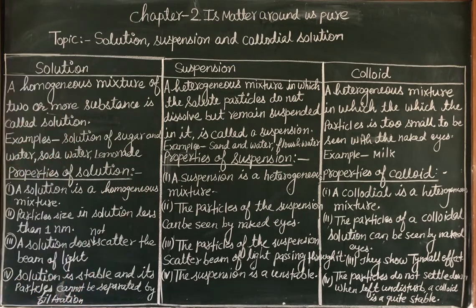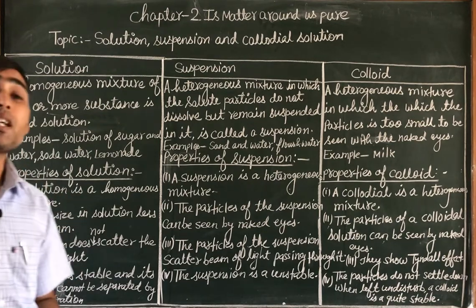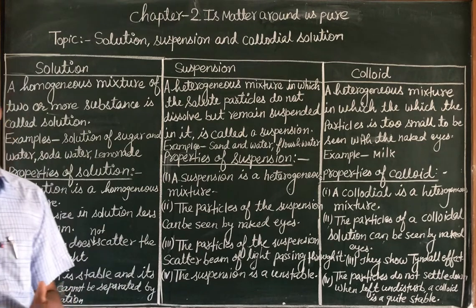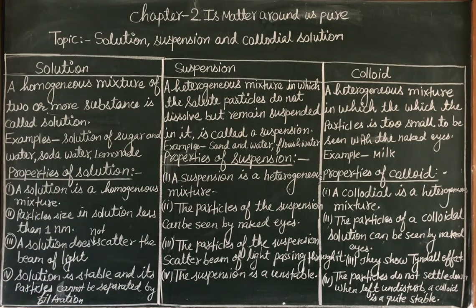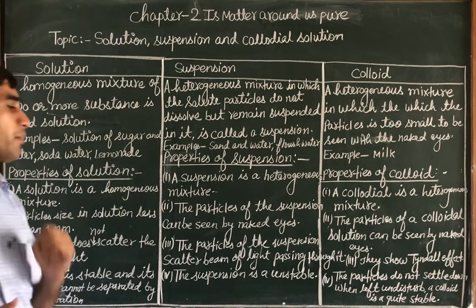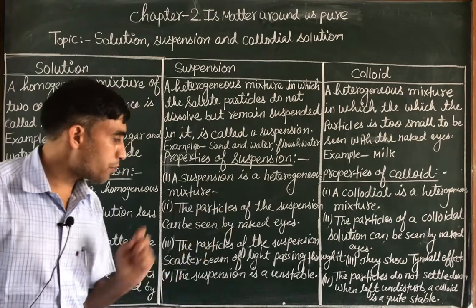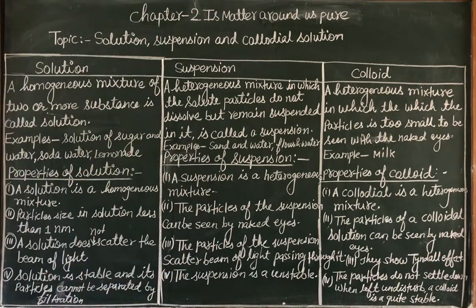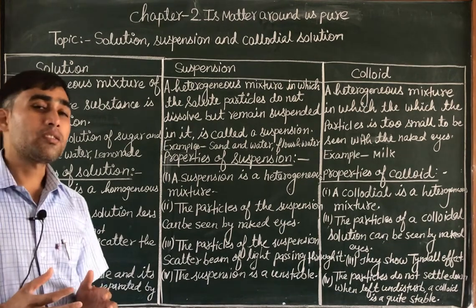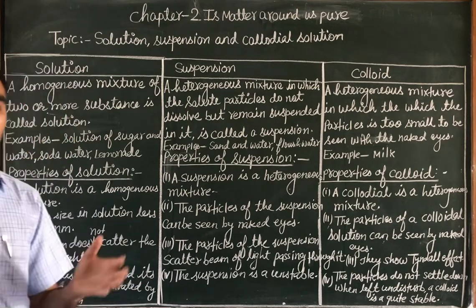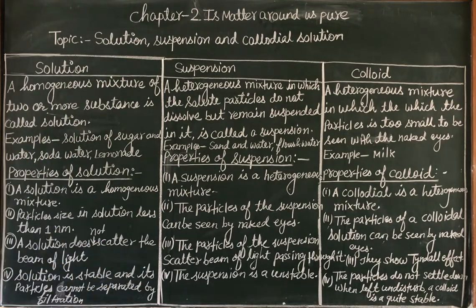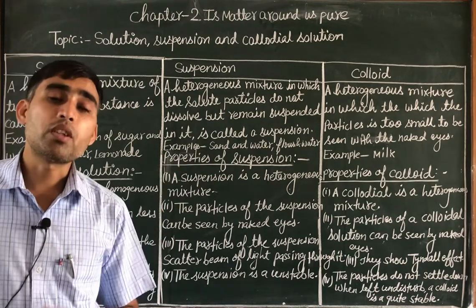Third one, they show the Tyndall effect. If you pass a beam of light through a milk solution, through a colloidal solution, the particles are able to scatter the beam of light. The path of the beam of light is visible, which is known as the Tyndall effect. So they scatter the beam of light passing through it. The last point is, if you leave the colloidal solution undisturbed, the particles do not completely settle down like in a suspension. So we can say that a colloidal solution is quite unstable.